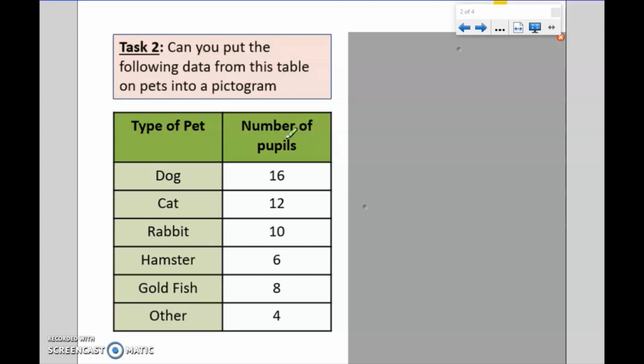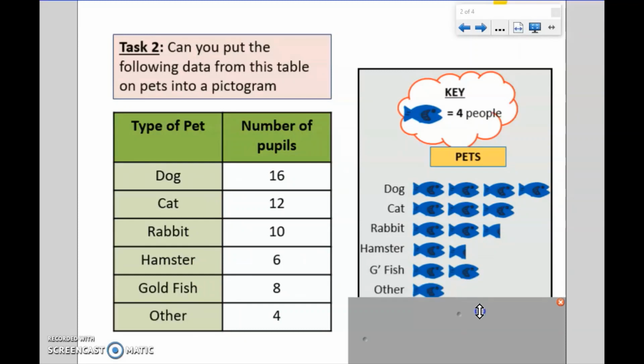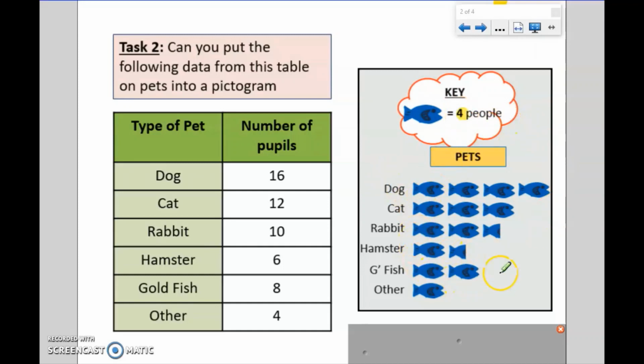Okay, welcome back. So we're now going to show this data in a pictogram. My answer looking like this. Again, I've shown a key, vitally important, and each image, I've used a fish as my image, represents 4 people. Your pictogram may not necessarily look like this. You may have used a different image.